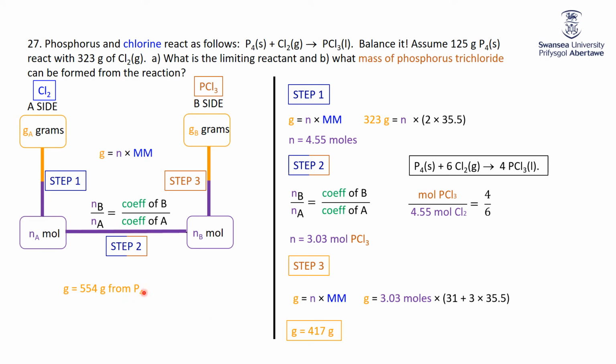So we had enough P4 to get 554 grams. We have enough Cl2 to give us 417 grams. Thus the Cl2 is the limiting reactant, and we can make 417 grams of PCl3. Just like I said.